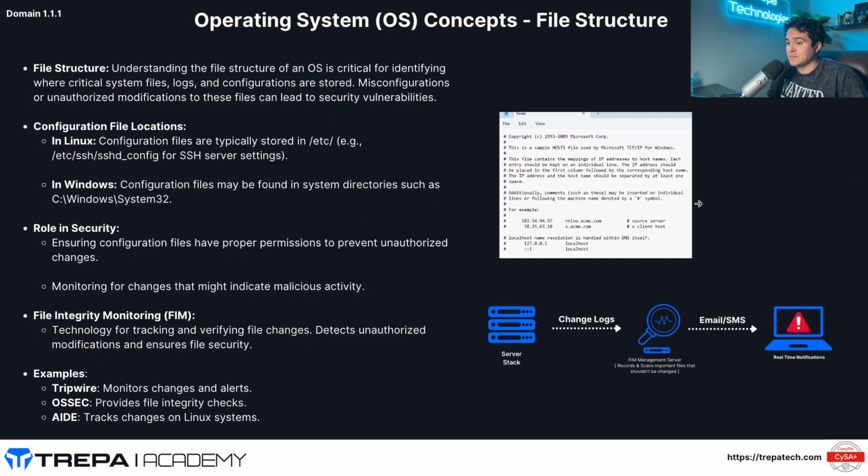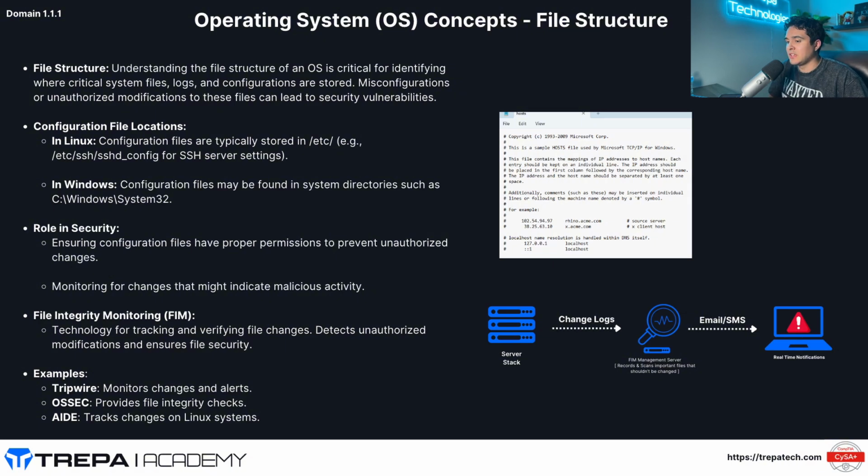File structures. So let's go over the file structures of an OS. Understanding the file structure of an operating system is critical for identifying where critical system files, logs, and configurations are stored. If you're doing log dives as a cybersecurity professional, you're in a Linux machine and you don't know what's under var/log, you may be losing the job. If we have to make configuration changes in a Linux system like DHCP, DNS settings, we need to know where that's at. If it's in the etc directory or wherever, right?